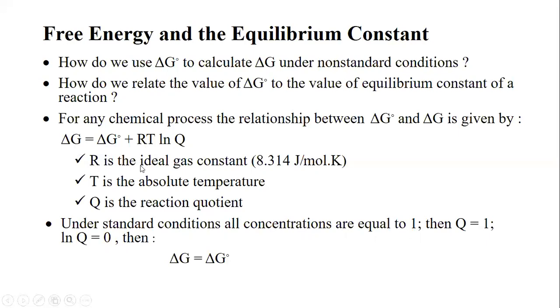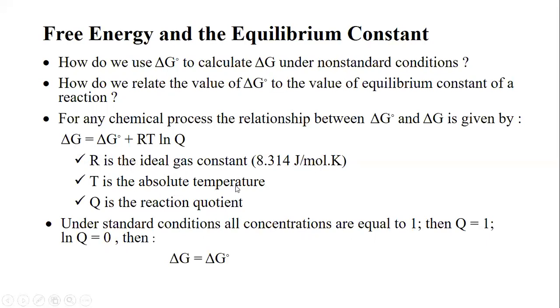R is what we call the ideal gas constant. Sometimes some people also call it the universal gas constant or the ideal gas constant. It has a known value, and the value depends on what kind of units you use. So if we are using joules per mole per Kelvin, the value of it is 8.314. Later we will see it has a different value if you use the calorie system.